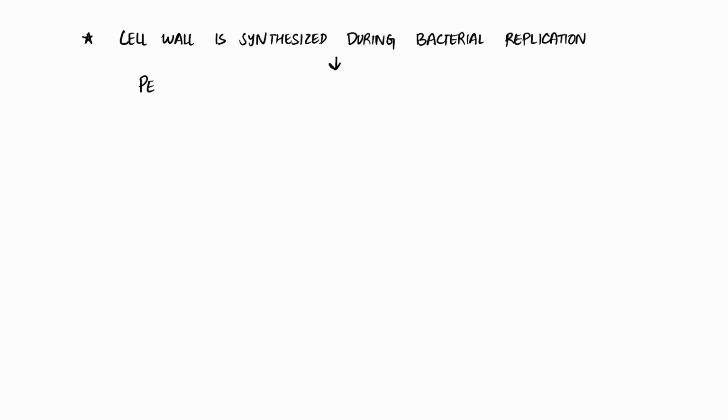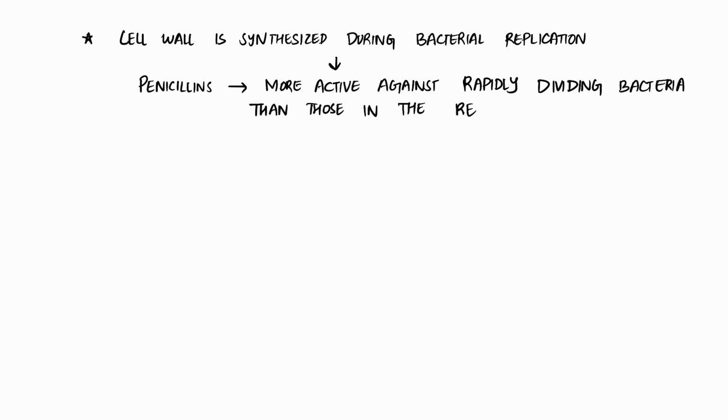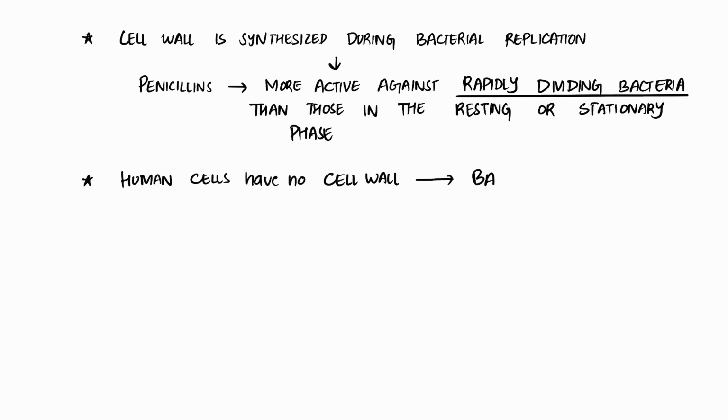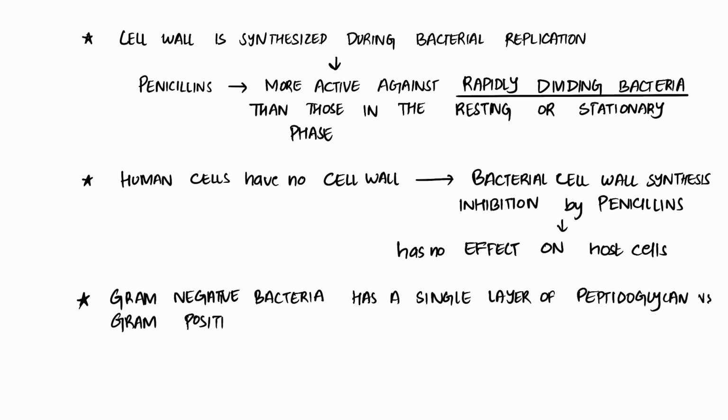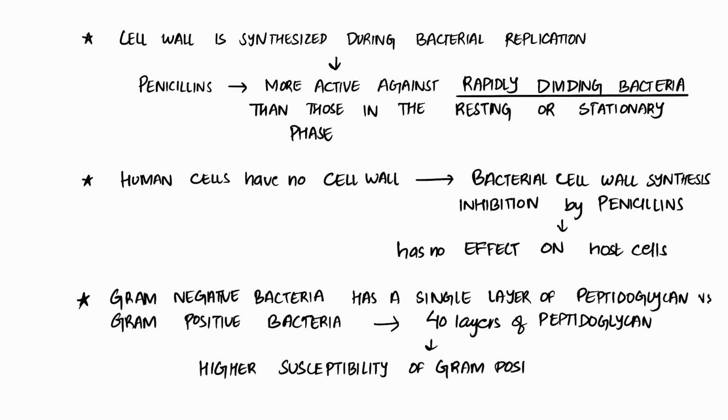A few important points to note: the cell wall is synthesized during bacterial replication. Hence, penicillins are more active against rapidly dividing bacteria than those in the resting or stationary phase. As mentioned earlier, human cells have no cell wall, so this inhibition of bacterial cell wall synthesis has no effect on host cells. And finally, as discussed earlier, the gram-negative bacteria have a single layer of peptidoglycan, whereas gram-positive bacteria can have up to 40 layers of peptidoglycan. And this may be the reason for the higher susceptibility of gram-positive bacteria to penicillins.